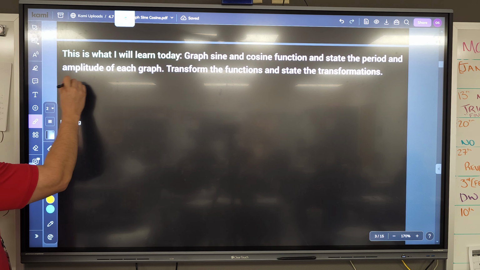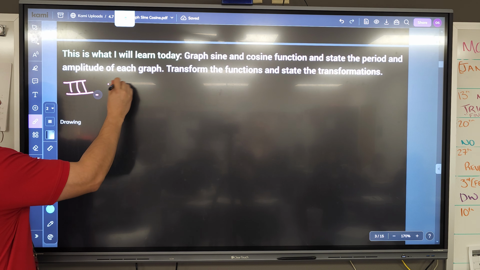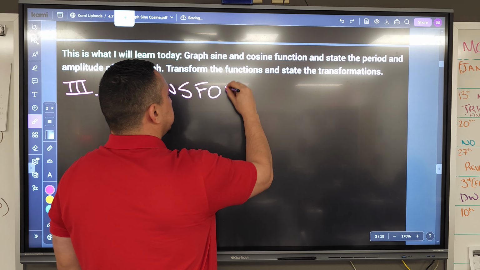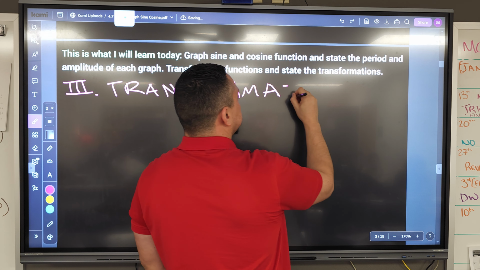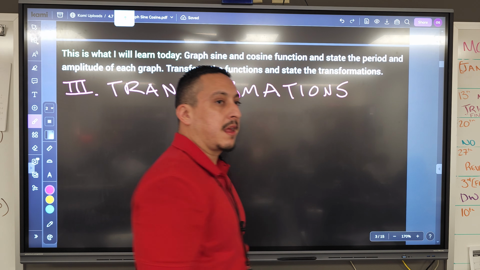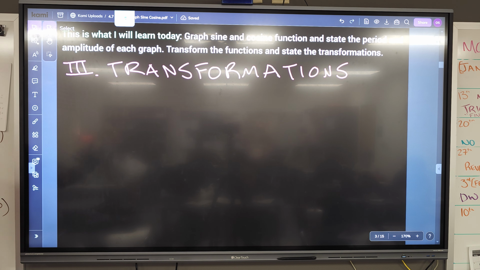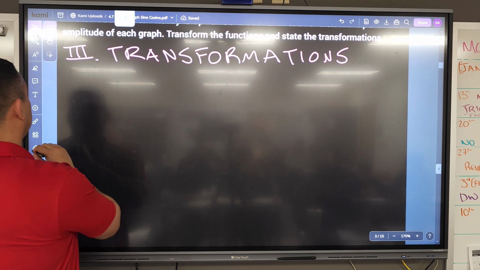All right, so part 3. Let's talk about transformations. You're going to like this because, like I promised you in the beginning of the year, once you learn transformations, they're the same for all functions, including trig functions. So here's what they look like.